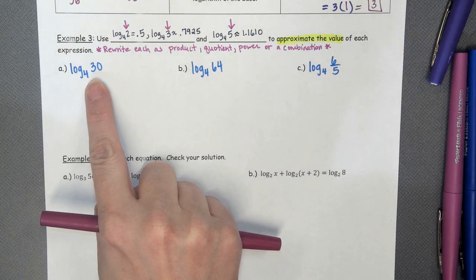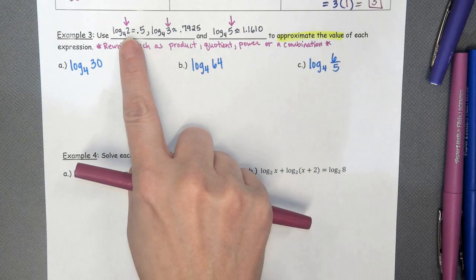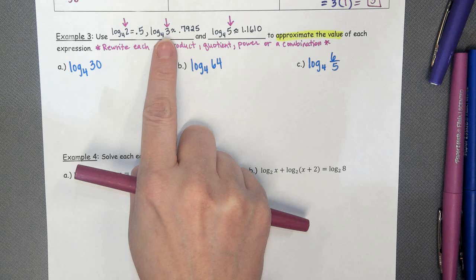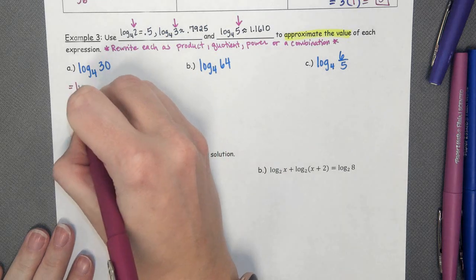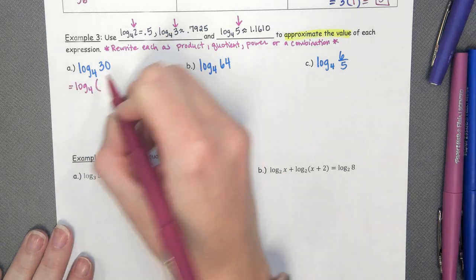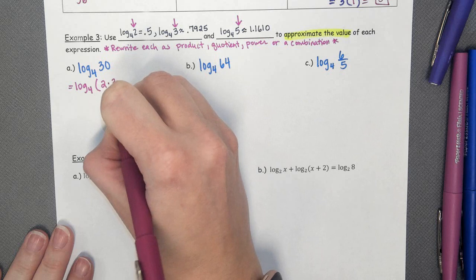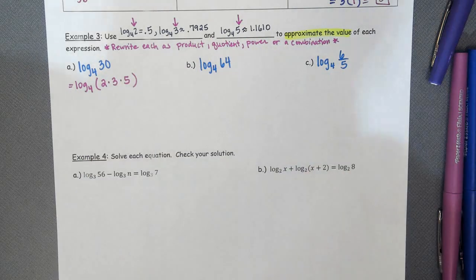Okay, so what's a way I can make 30? Okay, so that one you can multiply 2 times 3 times 5. 2 times 3 is 6, 6 times 5 is 30. Okay, so you're going to rewrite it as 2 times 3 times 5. Really, you can rewrite it in any order, right? You could write it as 5 times 3 times 2, that's fine.